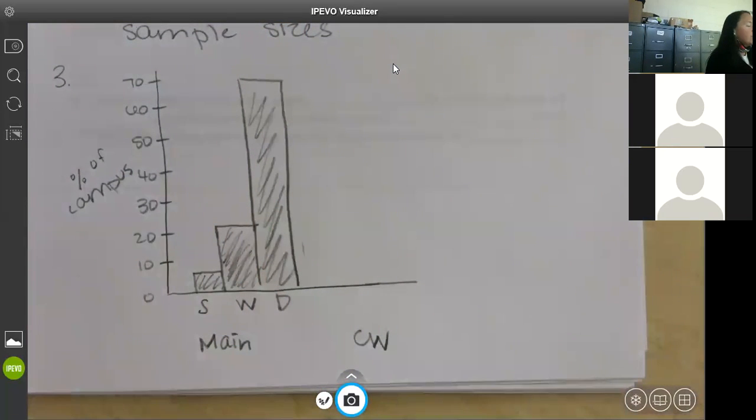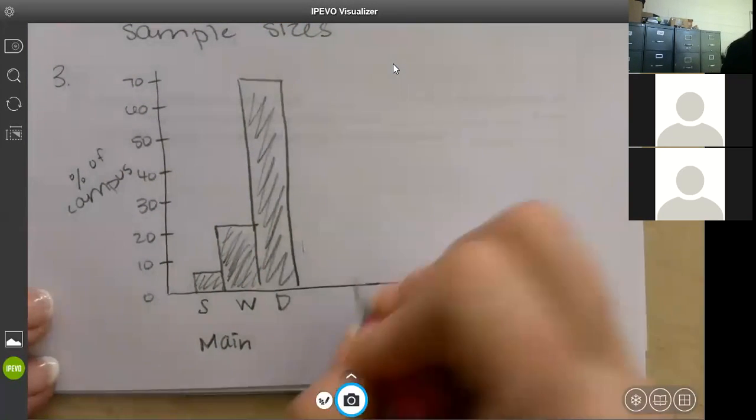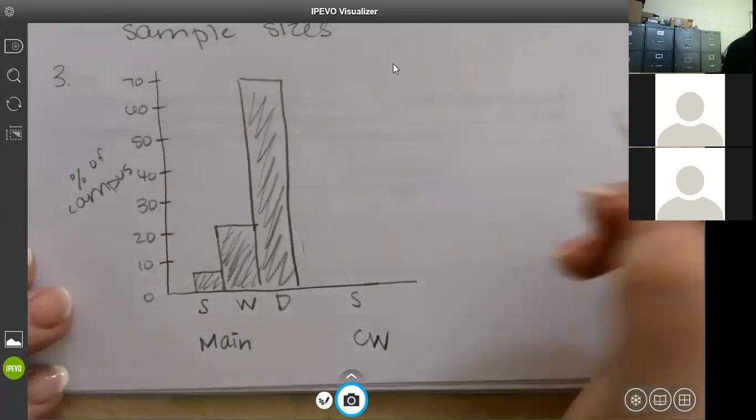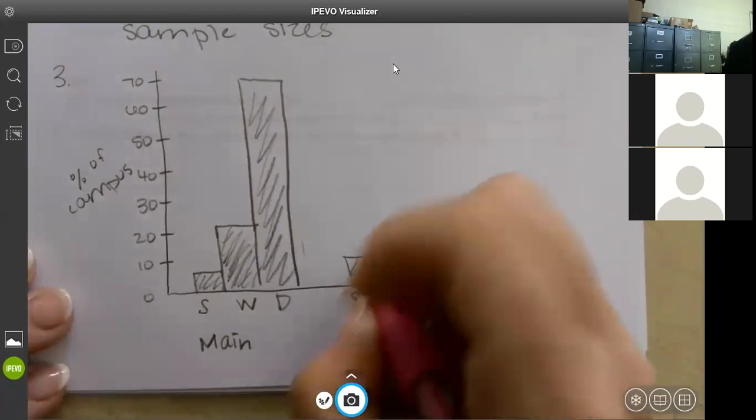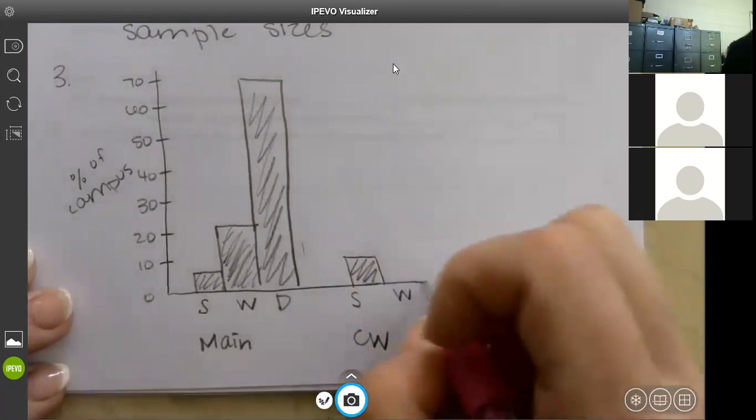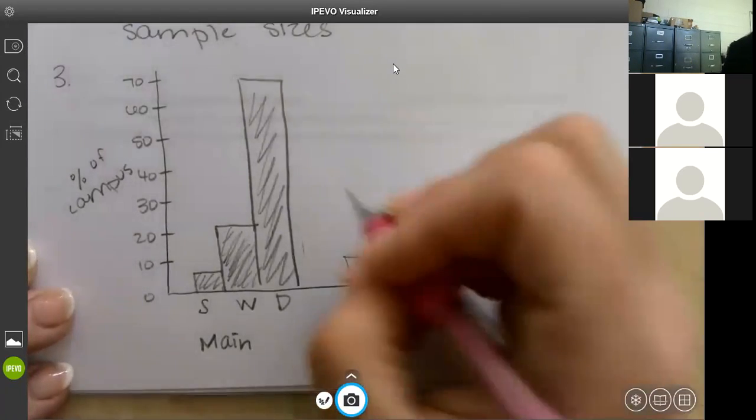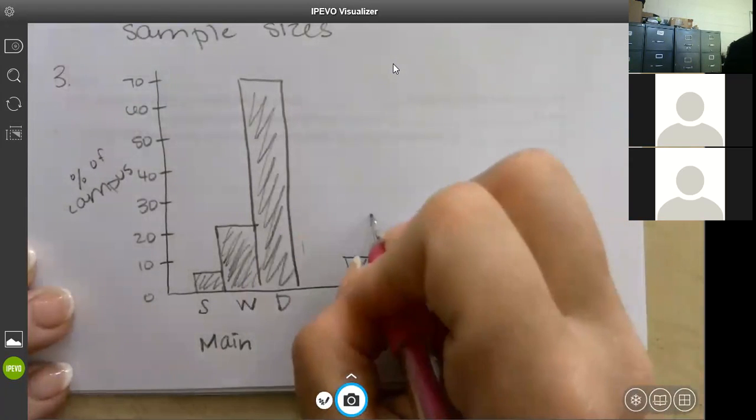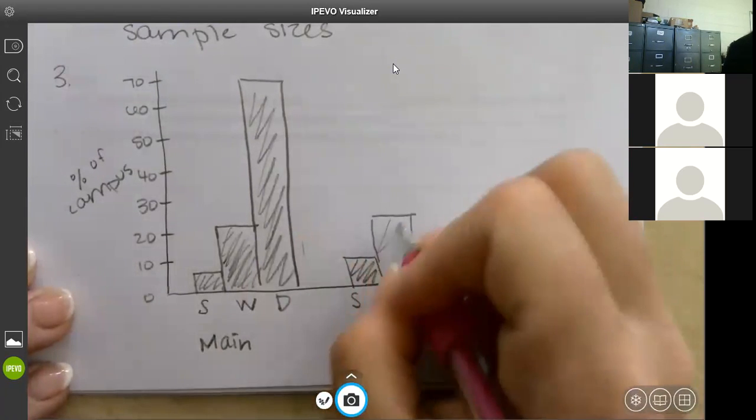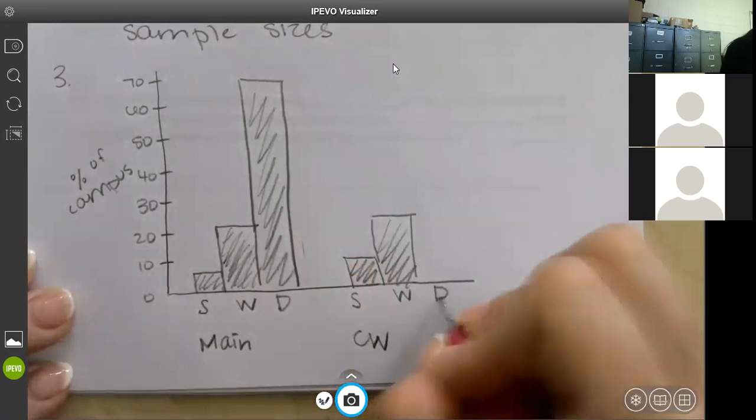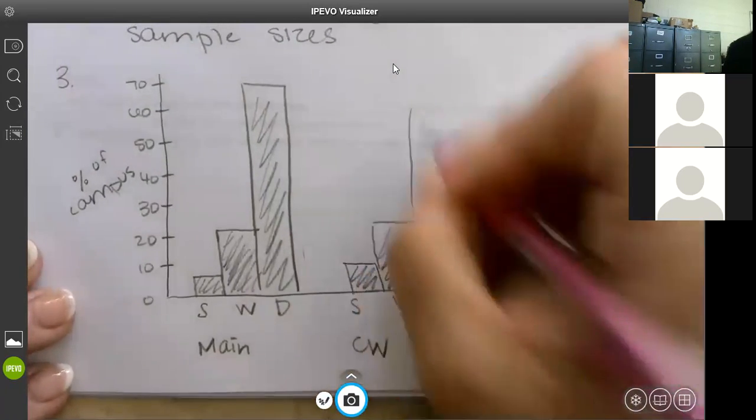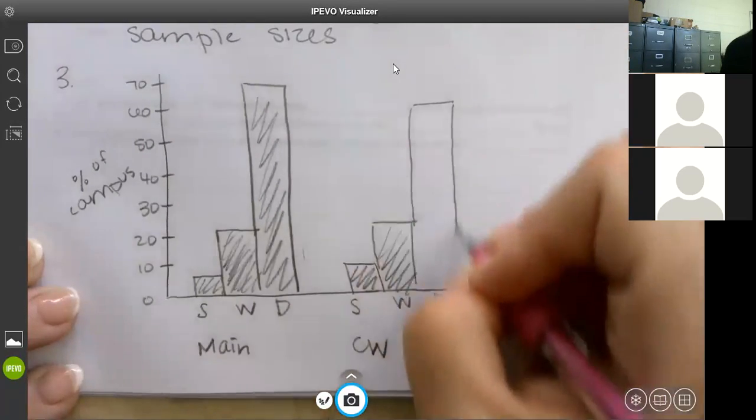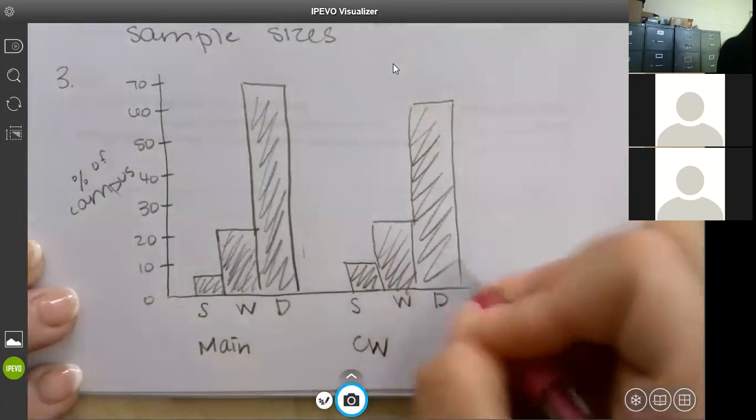And then you do the same thing with the Commonwealth. So the Commonwealth for several was 12%. For the week was 25%. And then for the day was 62.8. And that's how you make your bar graph.